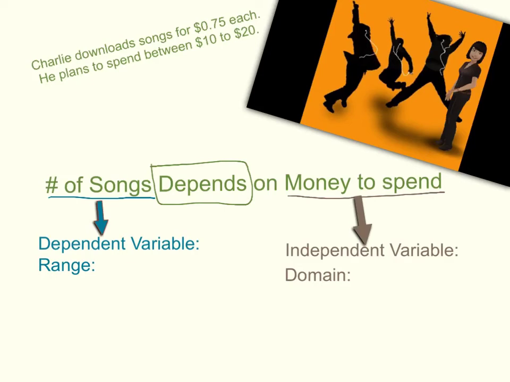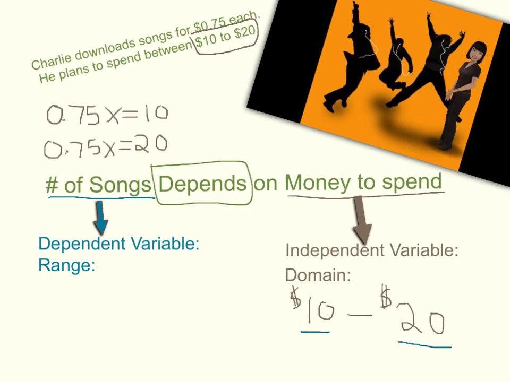It says that Charlie is going to spend somewhere between $10 and $20 on songs. So money to spend is the independent variable, which means the domain matches up with money. So he's going to spend anywhere between $10 and $20. And now, how many songs can Charlie download for $10, and how many songs can he download for $20? So think about 75 cents per song and then spending $10, and then 75 cents per song spending $20.